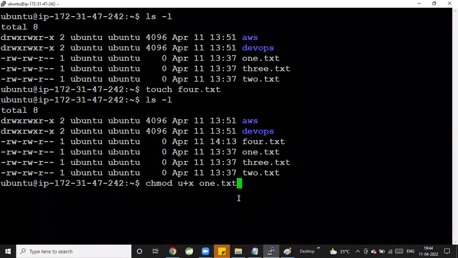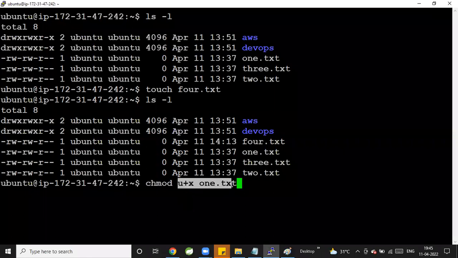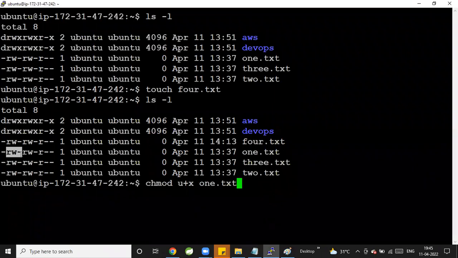chmod u+x 1.txt. That means chmod is used to change the mode of the file. u+x for user, add the execute permission for 1.txt. Do you understand what this command means? Chmod, change the mode. u means user, plus means add, x means execute permission. For user, add the execute permission. Now, before executing this command, the permission for the user on this file is only read write. Now I'm adding execute permission for the user with u+x.